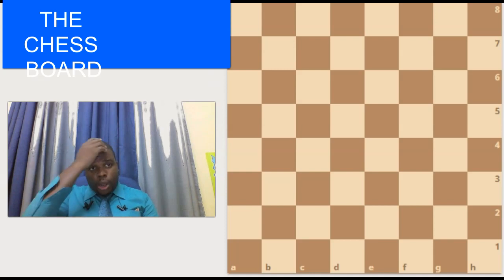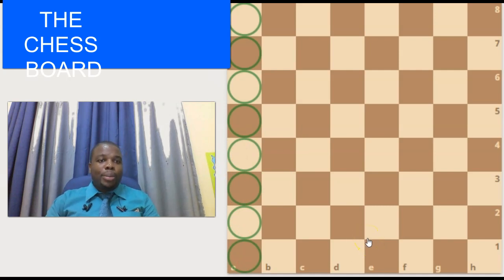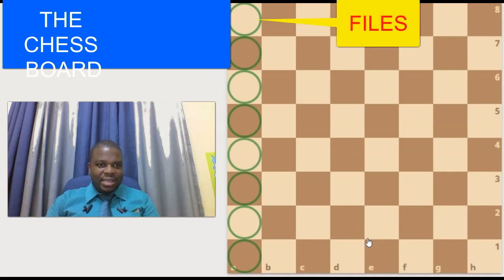Now you have some squares that are vertical. Some people say up and down. These squares going up and down are called files. F-I-L-E-S, files. Notice at the top and the bottom of the file is a letter, and this letter tells us what file it is. This is very important, because some of the pieces actually move on a file.